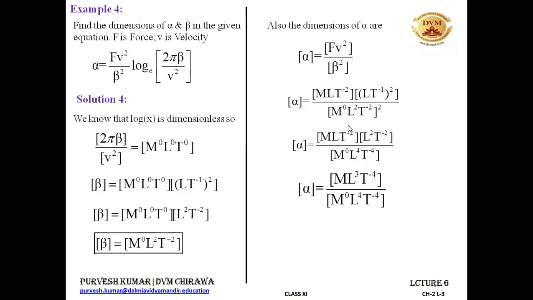All right. So when we solve the numerator and denominator, you are left with m l3 t to the power minus 4 in the numerator, and in the denominator you are left with m0 l4 t to the power minus 4. Cancel this t to the power minus 4 from numerator and denominator. They get cancelled out. And this l to the power 4, when it moves to the numerator, becomes minus, and you are left with m l minus 1. So the dimensions for alpha become m l minus 1. All right. You can write it like this.